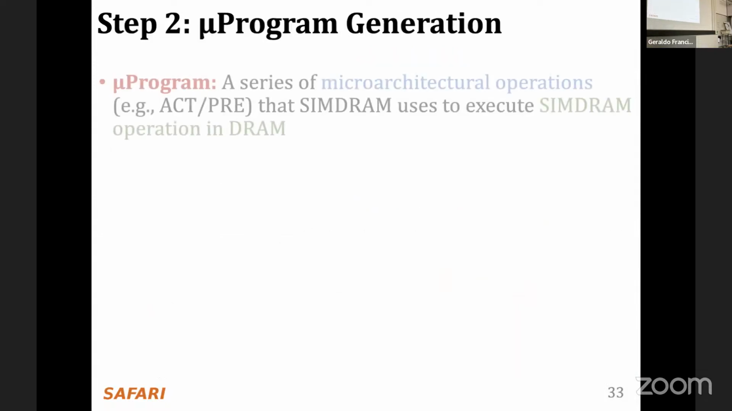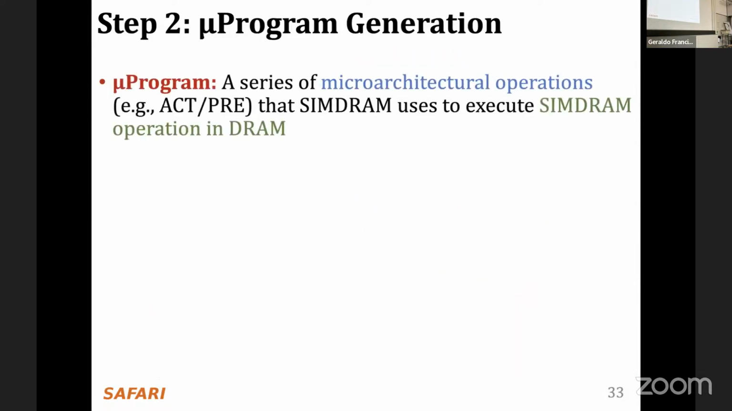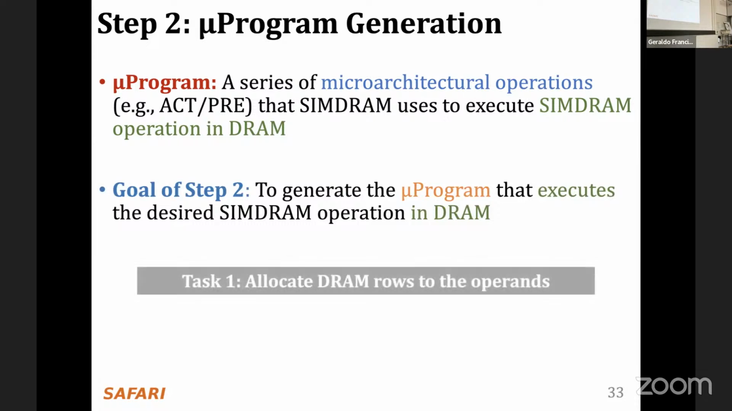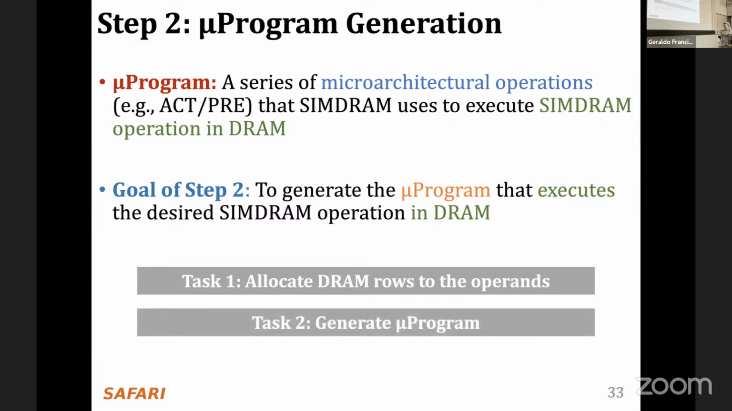The second step is going to generate the sequence of in-DRAM operations that can implement that majority-NOT based graph that I showed before, using row copies or triple row activations. And we call the sequence a microprogram. There are two tasks involved over here. The first one is to allocate DRAM rows to operands, and the second one is to generate the microprograms themselves.